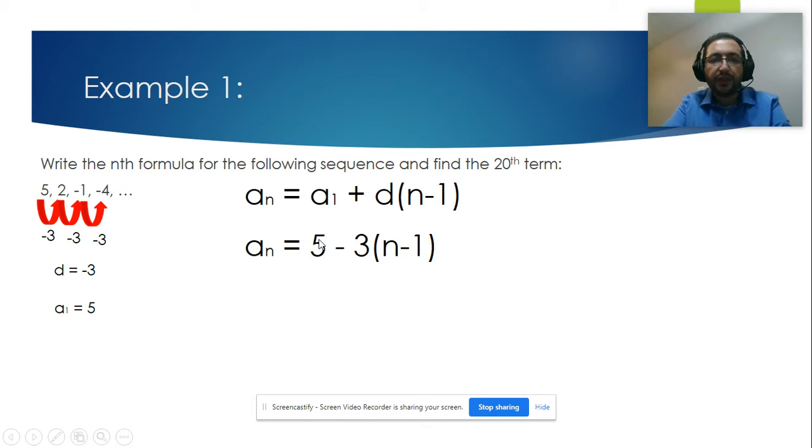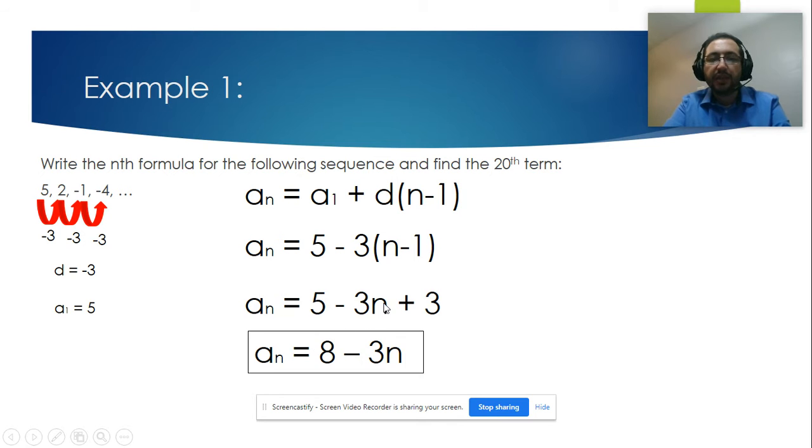The first term will be 5. The distance will be -3 times n minus 1. And then use the distributive property to simplify this. So it will be 5, -3 times n, -3n, -3 times -1, plus 3. And then combine like terms. 5 plus 3 will be 8, and then we just carry on the -3n. So this is my nth formula, and we're going to use this as a function to find the 20th term.